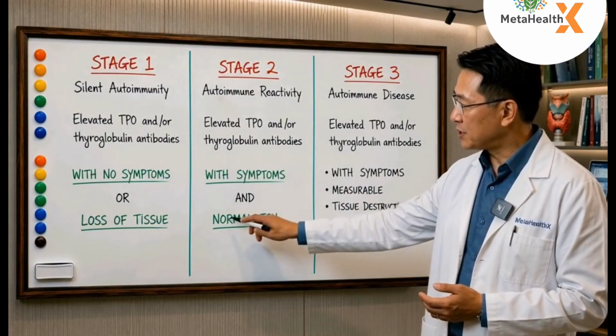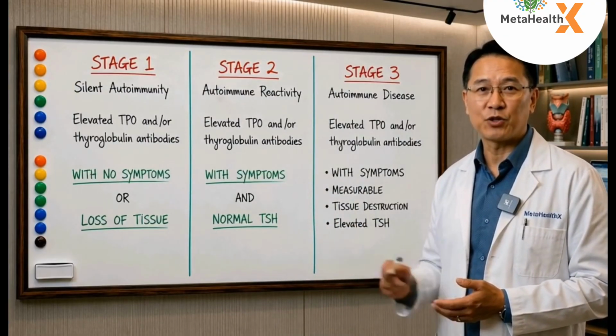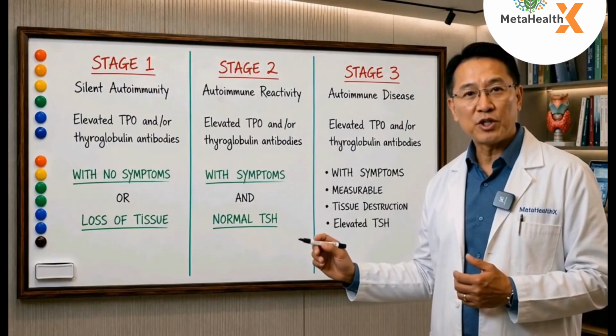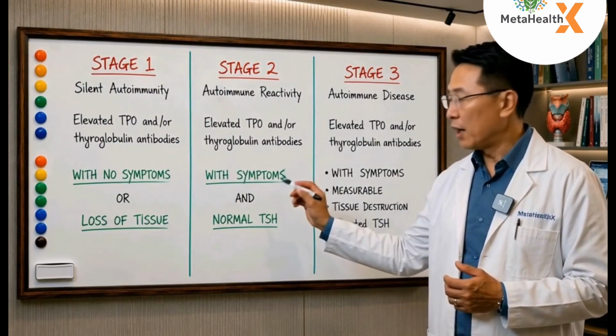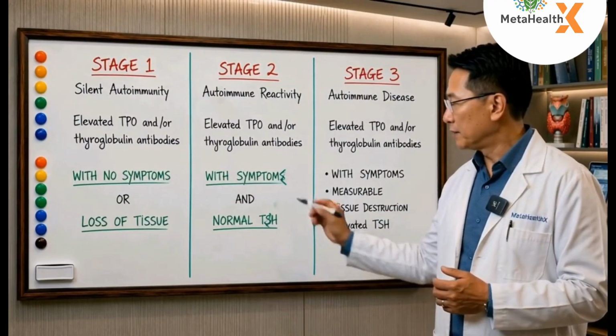So it's very important to decipher where we are in the 3 stages of autoimmunity for Hashimoto's thyroiditis, and make your interventions early on rather than waiting for the TSH to be elevated to be diagnosed or treated, right?